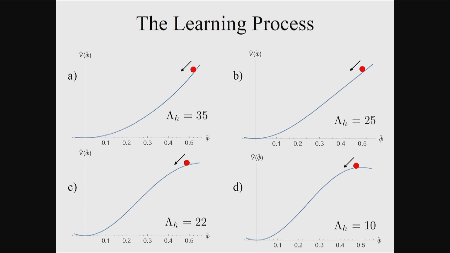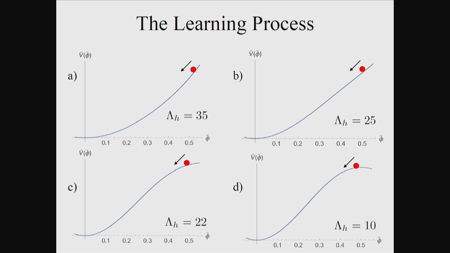OK, so that's the idea. Very simple. What do we get? So first of all, how does the learning process work in practice? We saw that when we initialize the potential, it tends to be very steep. It's actually steeper than a quadratic. And as a result, you need to take the scale lambda h very large, of order 35 or so, to get 60 e-folds of inflation.